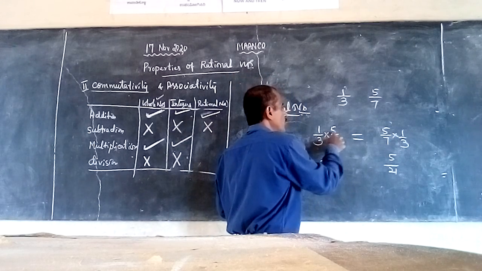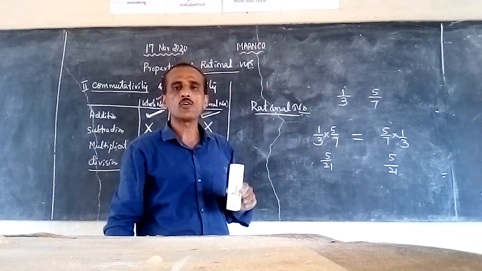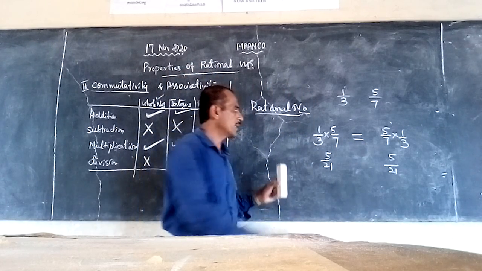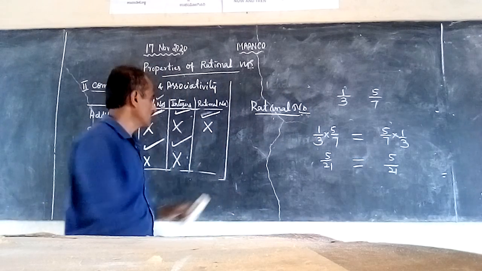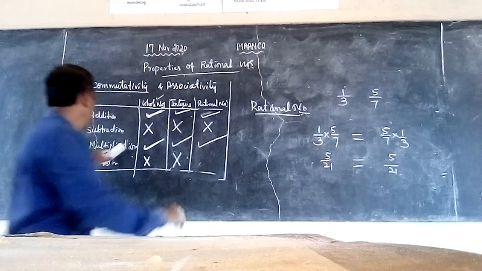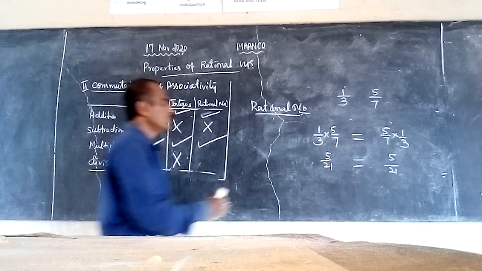Therefore, A into B is equal to B into A. We can say A into B is equal to B into A. Therefore, multiplication is commutative for rational numbers. Now, let us come to the division.